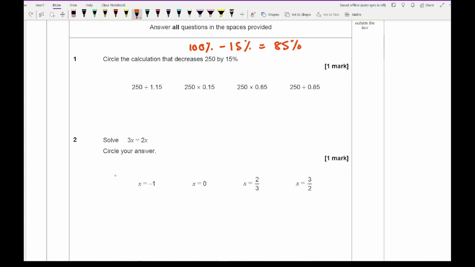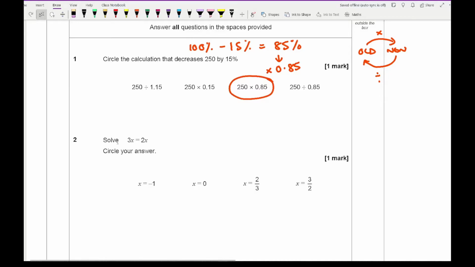So for this, what we need to do is find the multiplier by converting that into a decimal, which is 0.85, and then we are multiplying because we want the amount. And here, because we're going from old to new, this way is where we're multiplying. To go in the opposite direction, i.e. reverse percentages, that is when we are dividing. So the correct answer for this is going to be our third option.